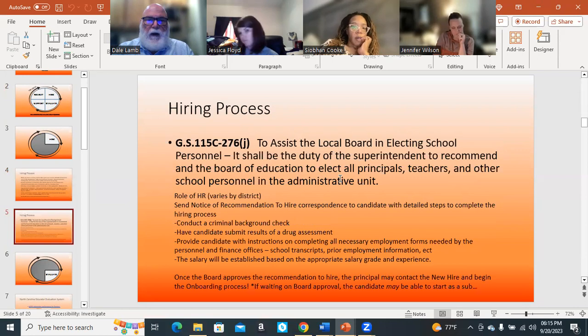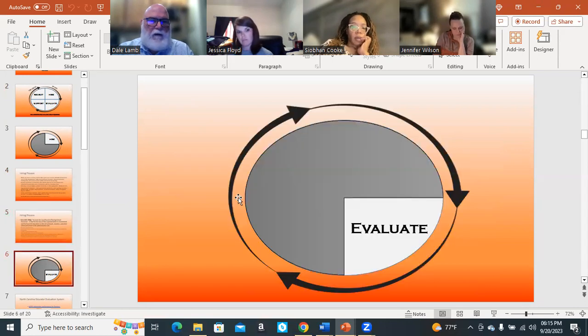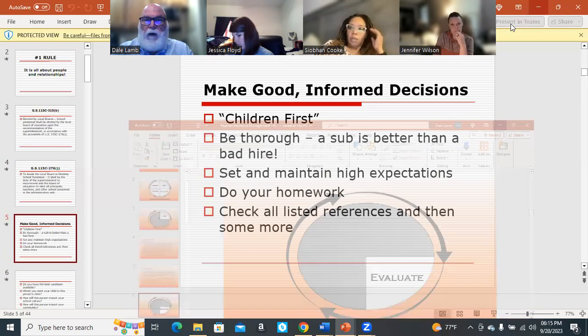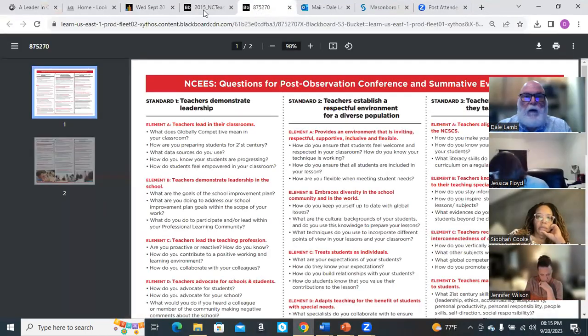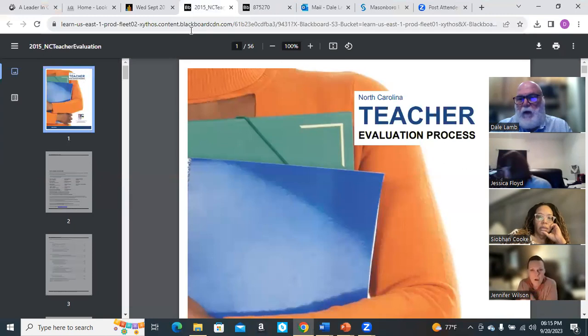And again, right here it says the superintendent hires, and then you've got to evaluate teachers. Now, let me move that one out of the way, and I can close that one now. Let me get this out of the way. Here's the teacher evaluation manual.